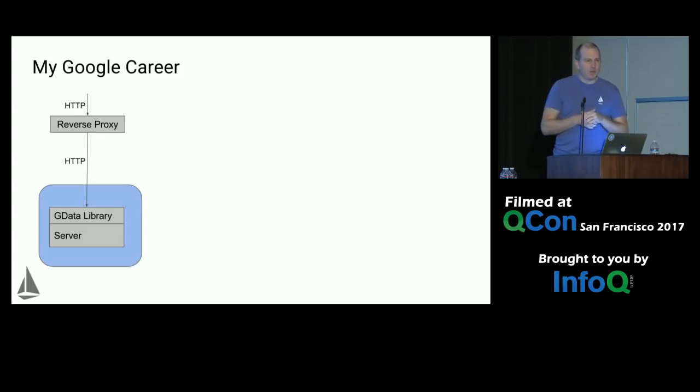But I worked on API infrastructure at Google. I've worked on API infrastructure about 8 years now. And when I started working on it, this was the general architecture, right? Google, lots of HTTP traffic comes in. There's a big reverse proxy that sits in front of everything. It routes traffic to a bunch of services.